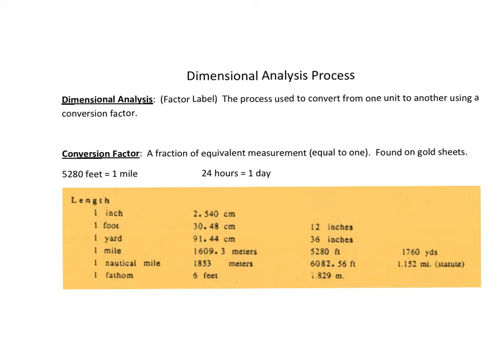So when I say there are 5,280 feet in 1 mile, those are equivalent. They're exactly the same distance. If I was going to write that as a conversion factor, I could write 5,280 feet over 1 mile, or I could do 1 mile over 5,280 feet.